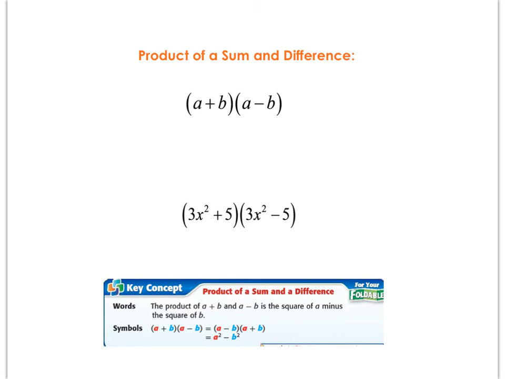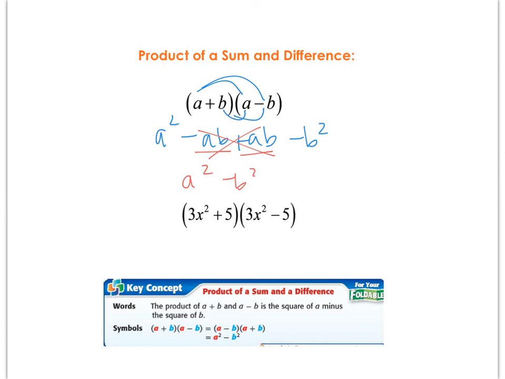So here, if I FOIL this first example, a times a is a squared, a times negative b is minus ab plus ab minus b squared. What happens to my inside or middle terms? Yeah, the negative ab and the positive ab cancel out, and what I'm left with is a squared minus b squared. So by knowing that, can we figure out the bottom example without showing any work?